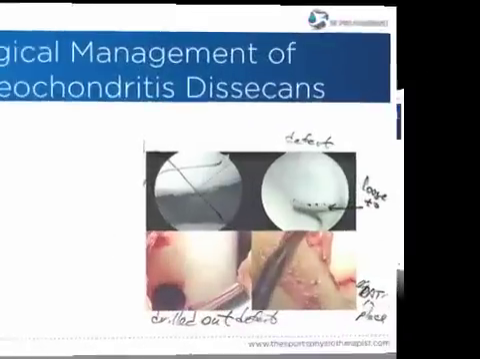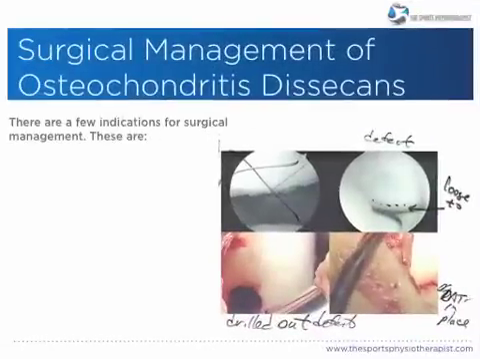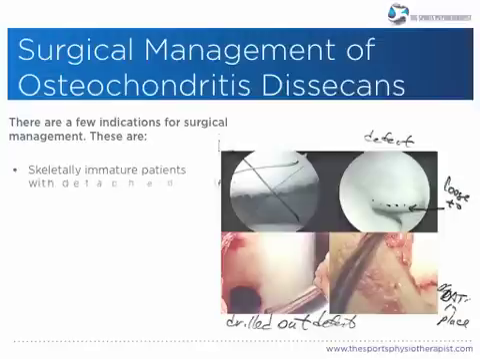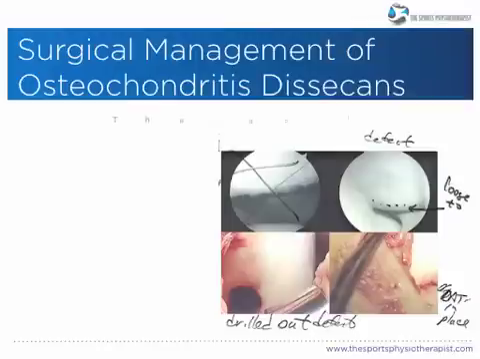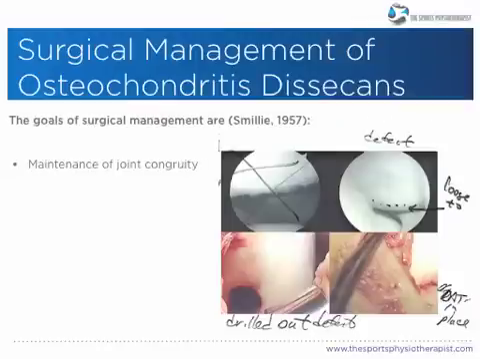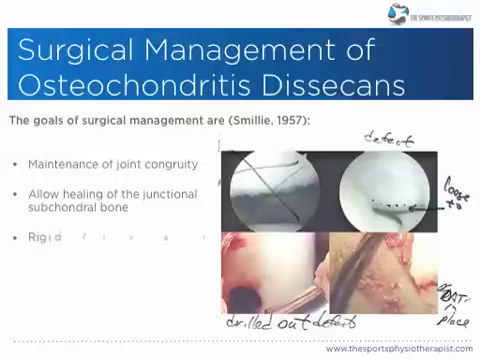Now to the surgical management of osteochondritis dissecans. There are a few indications for surgical management. These are skeletally immature patients with detached or unstable lesions, failure of non-operative management, and in adult patients. The goals of surgical management are maintenance of joint congruity, allowing healing of the junctional subchondral bone, rigid fixation of unstable fragments, and to repair any osteochondral defects.